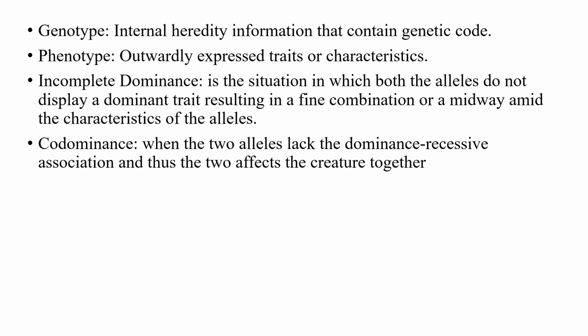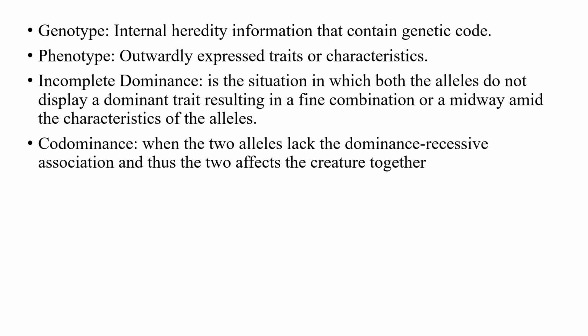You can see that I've been mentioning capital letter B, small letter b. So the genetic composition, the internal hereditary information that contains the genetic code, that is the genetic information. You cannot see two capital letter B's outside in a person. Capital letter B, small letter b, you cannot see it in a person.